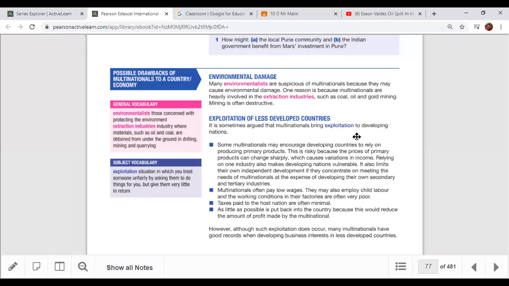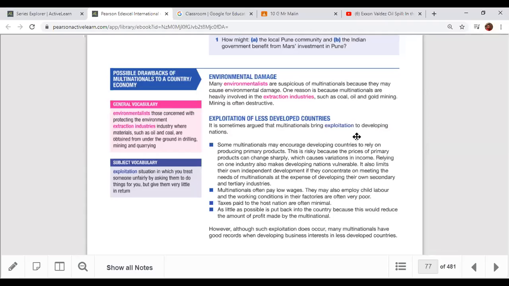So environmental damage is one of the biggest challenges for multinational companies nowadays, but they have measures in future to avoid these things. They have to take some serious measures, and they are continuing to be vigilant about these things. And secondly, exploitation of the less developed countries. The second major disadvantage of multinationals is the exploitation of the less developed countries.